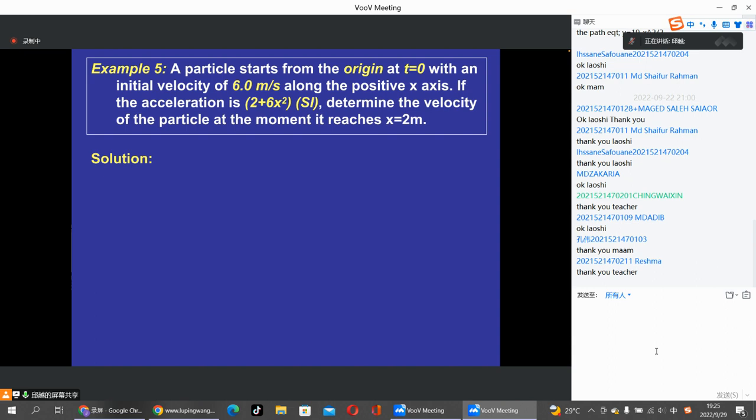So here we come to example 5. A particle starts from the origin at t equals 0 with an initial velocity of 6 meters per second along the positive x-axis. If the acceleration is 2 + 6x², determine the velocity of the particle at the moment it reaches x equals 2 meters.